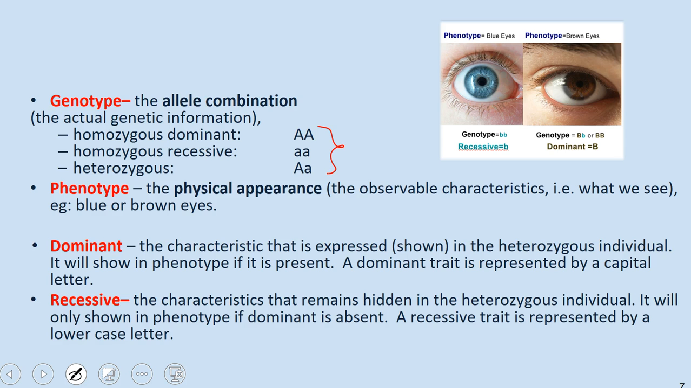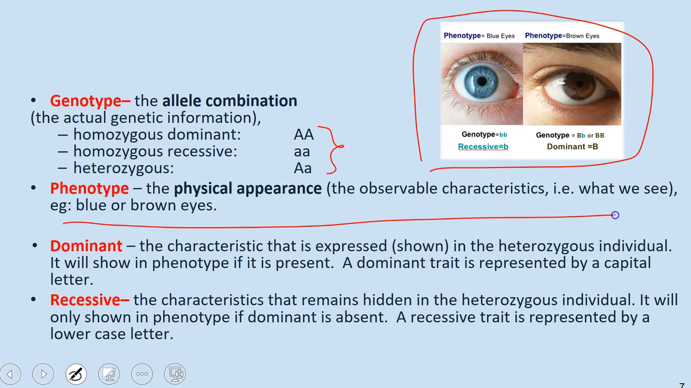So we can see here that with blue eyes, this is a recessive homozygous trait. So you need two little b's in order to have blue eyes. Whereas brown eyes can either be a heterozygous trait, so big B, little b, or a homozygous big B, because the brown eyes trait, which we show with a big B, is dominant.